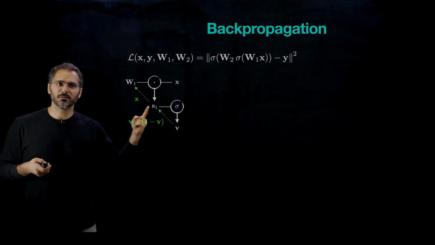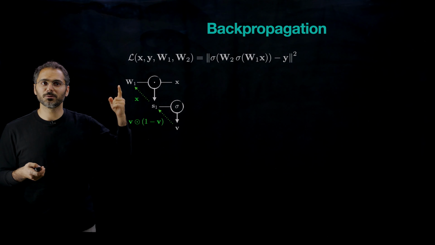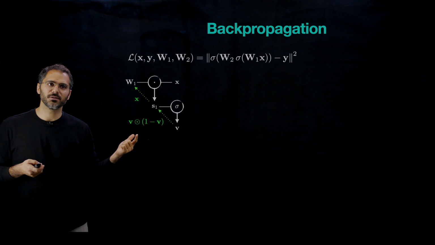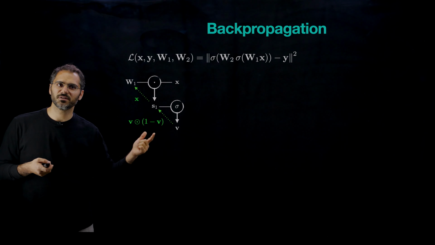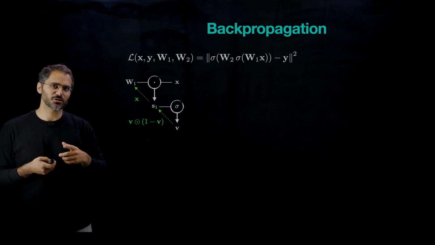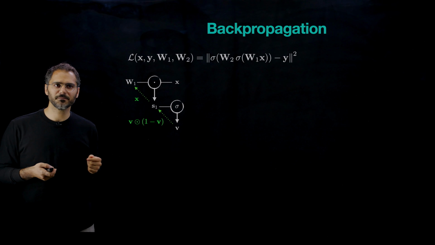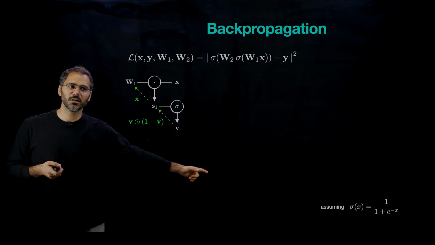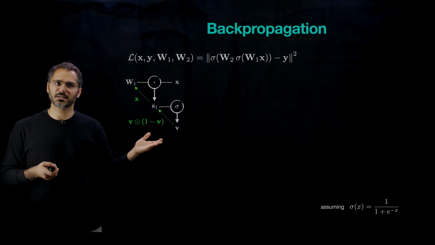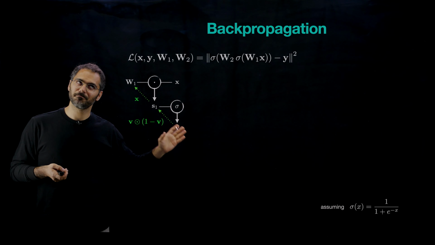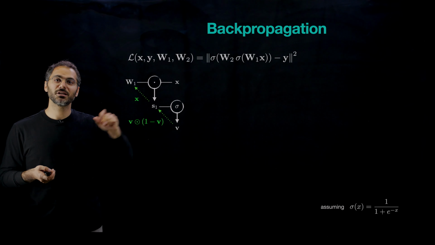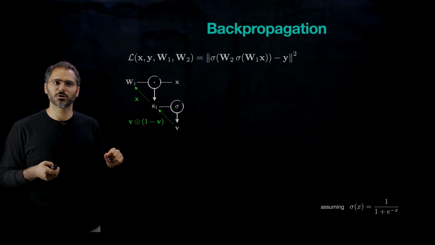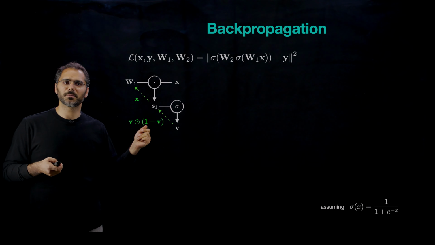At each stage, we get the derivative of s1 with respect to w1 is x, and the derivative of v with respect to s1 is, in this case, v dot 1 minus v. This is the Hadamard product. It's an element-wise product of the vectors v and 1 minus v. And the reason I get this gradient is because I assumed my sigma to be a sigmoid function, just for this example. A nonlinear function doesn't have to be sigmoid. It can be any nonlinear function, as I mentioned earlier. So in this case, it's v 1 minus v.